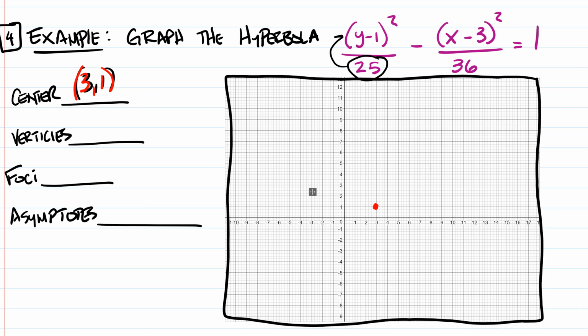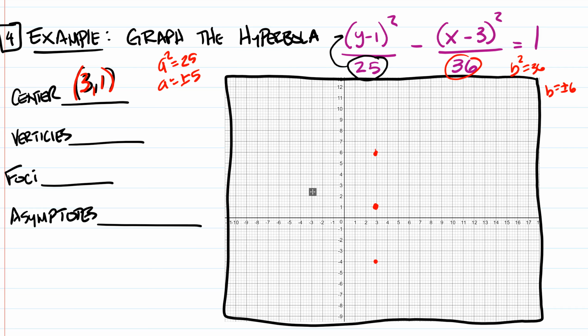And I know that the a squared value is equal to 25, so I'll write that down. So a squared is 25, so therefore a is equal to plus or minus 5. So remember, it's up and down, so I'm going to go 1, 2, 3, 4, 5, and then down 1, 2, 3, 4, and then 5. Okay? B squared is 36, so therefore b is equal to plus or minus 6.